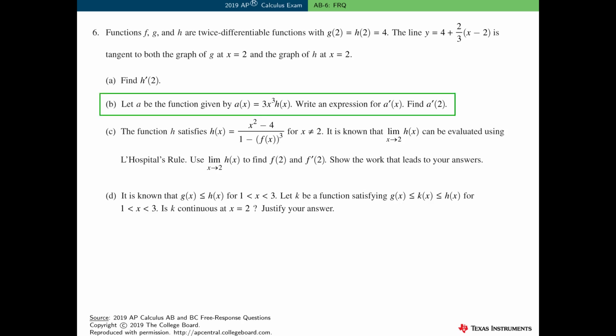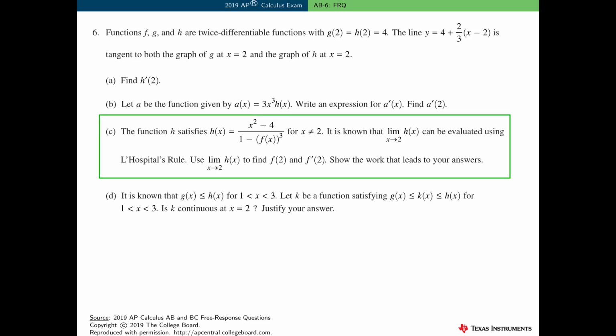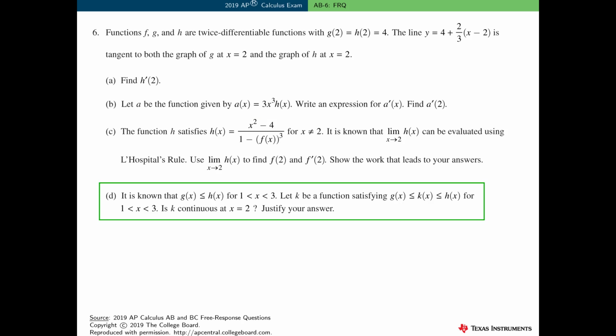In Part B, a new function a is defined, and we need to find both a prime of x and a prime of 2. In Part C, another new function h is defined. We know that the limit as x goes to 2 of h of x can be evaluated using L'Hopital's rule, and we need to use this fact to find f of 2 and f prime of 2. And in Part D, we're given an inequality involving g and h, and another involving a new function k. We need to determine whether k is continuous at x equal 2.